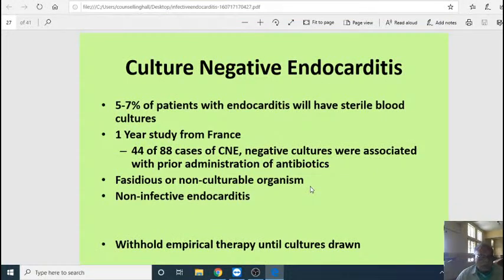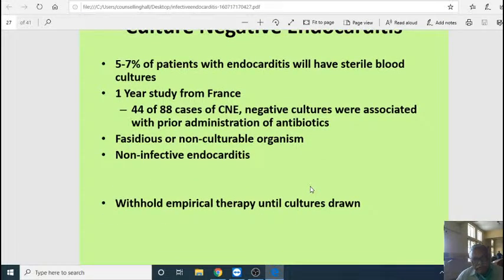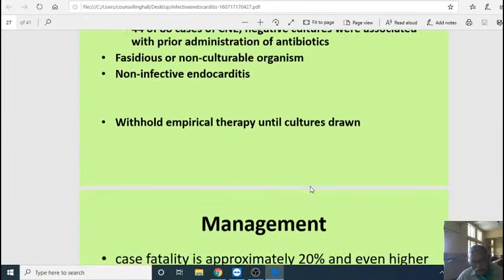Culture-negative endocarditis: 5 to 7% of patients with endocarditis will have sterile blood cultures. In a one-year study, 44 of 88 cases had negative cultures and were associated with prior administration of antibiotics, fastidious or non-culturable organisms, or non-infective endocarditis. Treat with empirical therapy until culture results are known.